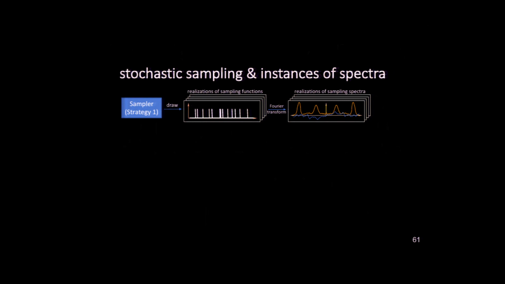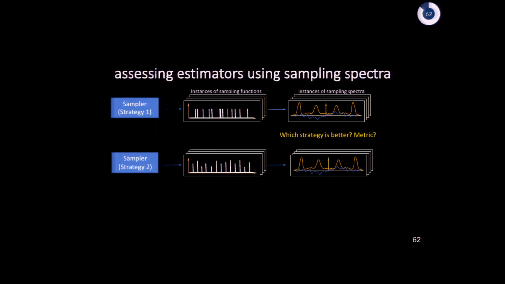To highlight Vijay's question, we have one sampler, we get different realizations of n samples, and we have different realizations of the associated spectrum. Now we ask another sampling strategy to give us n realizations, maybe with different weights or whatever the strategy is, it doesn't matter. Now we forget about the samplers and all this stuff. Let's focus here and look at these and say which is better or which has certain properties.